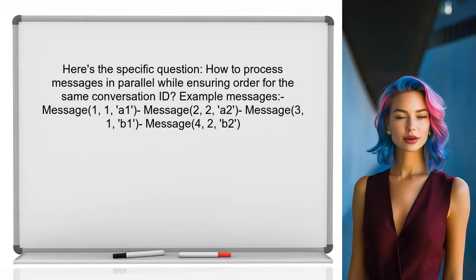Let's look at the specific question at hand. One user asked how to process messages in parallel while ensuring that messages with the same conversation ID are processed in the correct order. They provided an example with messages arriving in a specific sequence. Sound familiar? Let's explore this together.